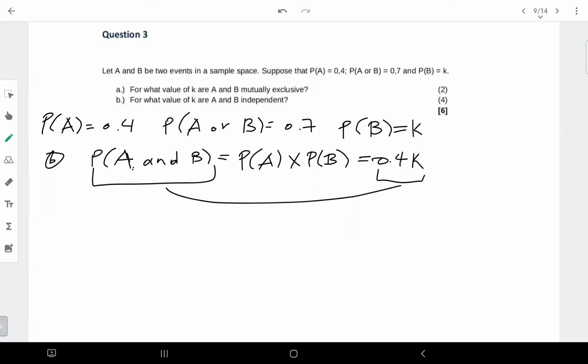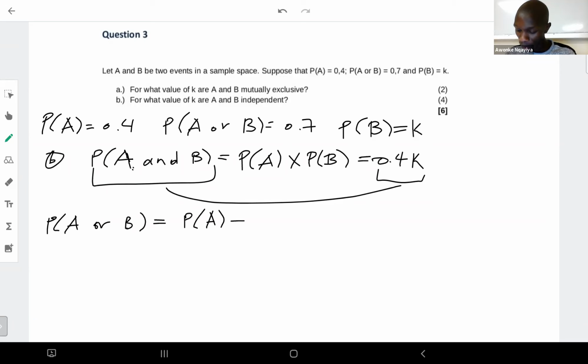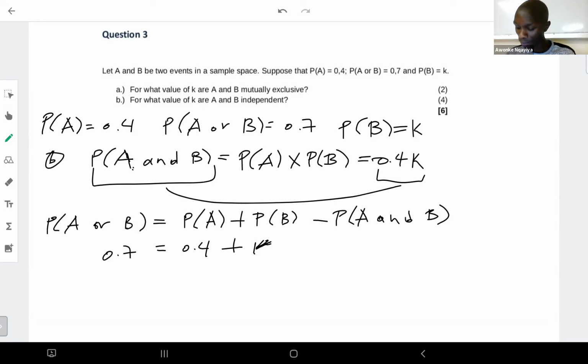Okay. So we use the addition rule again. Probability of A or B is equal to probability of A plus probability of B minus probability of A and B. As we have seen before, we substitute probability of A or B by 0.7. We substitute probability of A by 0.4. We substitute probability of B by K, minus. What do you think we are going to substitute that last term with? I think 0.4 times K. Yep. It has to be 0.4 times K.